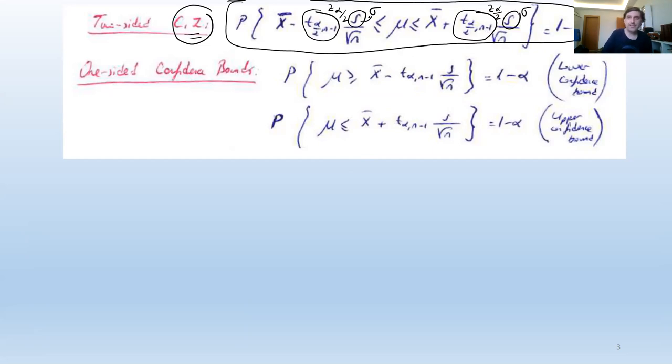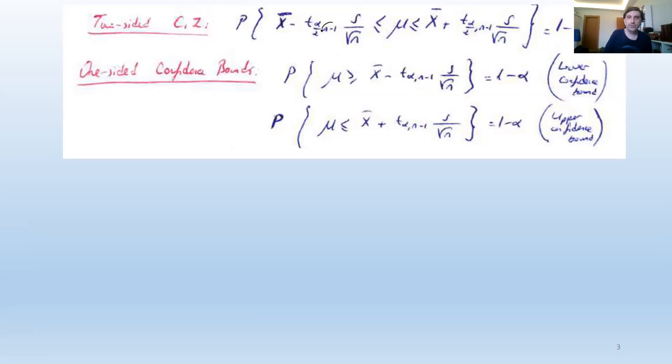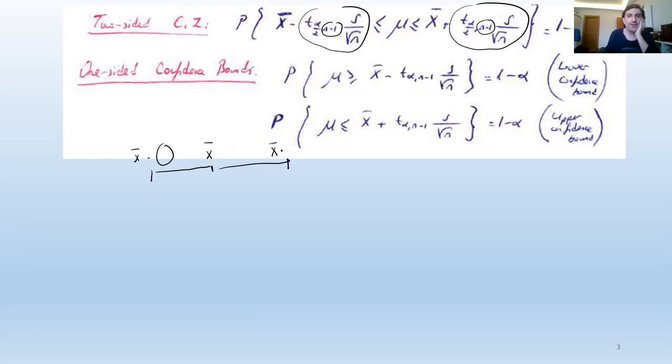So when you replace the population standard deviation by the sample standard deviation, you replace the z values by the corresponding t values. Don't forget, you also have to include the n minus 1 values here to show the correct t distribution. The probability that mu is between the lower and upper limits, note that this value is identical here and here. Therefore, we have a symmetric interval: x bar minus this value and x bar plus the very same value. These two sides should be equal, and we say that mu is between those two limits with a certain confidence level.